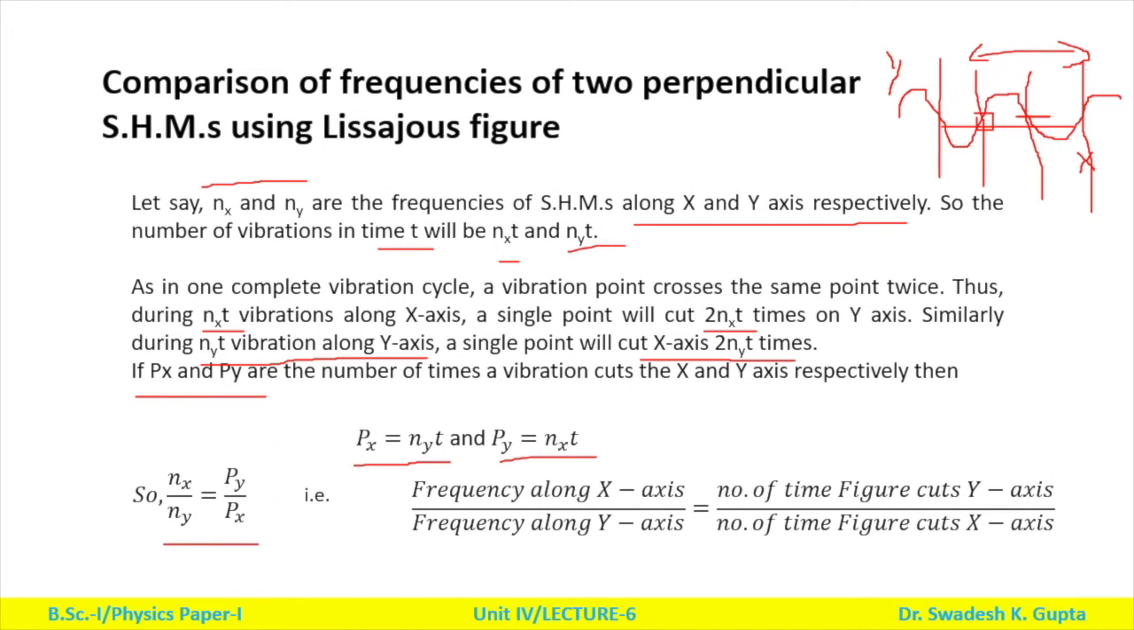So it means that the frequency along x-axis upon frequency along y-axis is equal to the number of times the figure cuts the y-axis to the number of times the figure cuts the x-axis. So you can see, here x-axis is on the top, and there x-axis will be in the denominator.